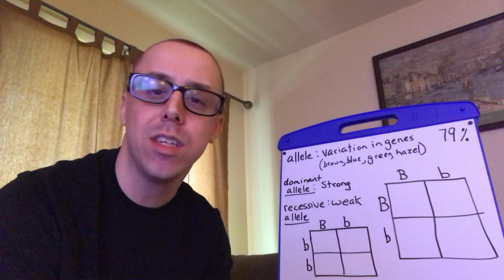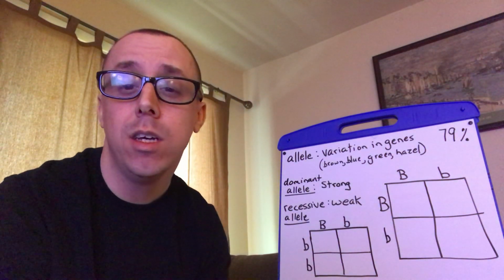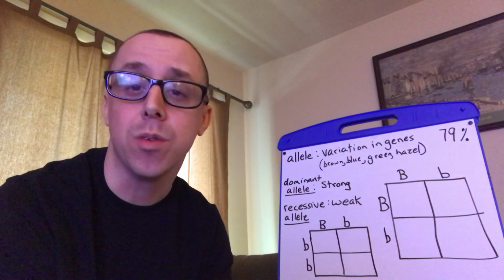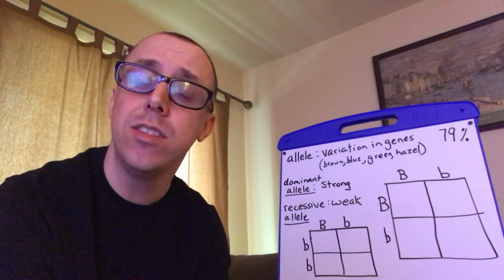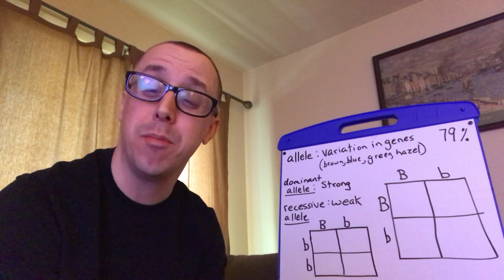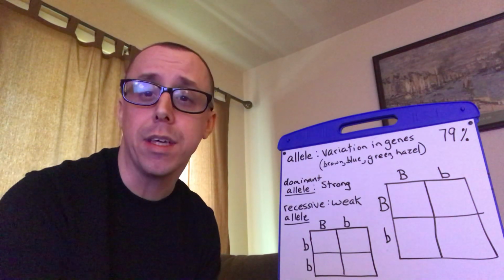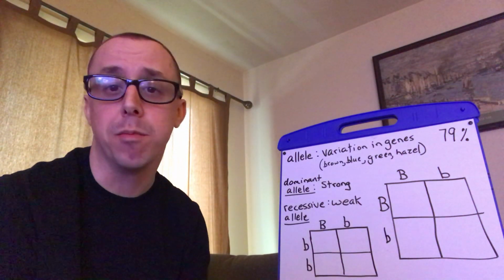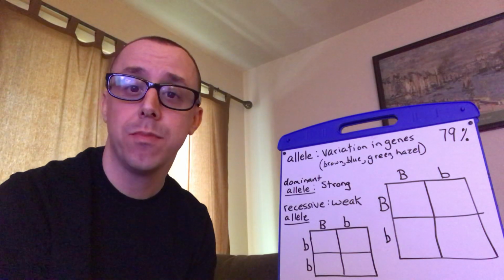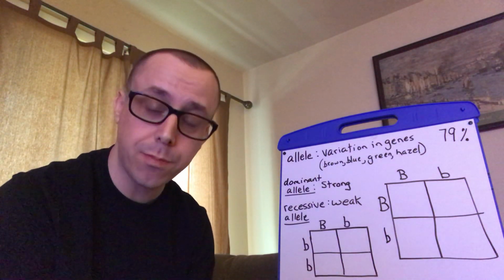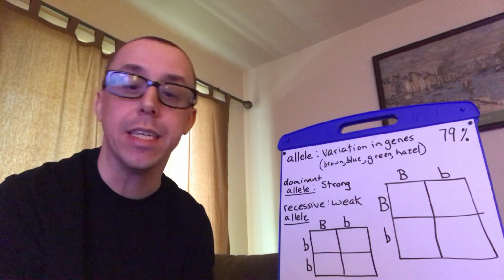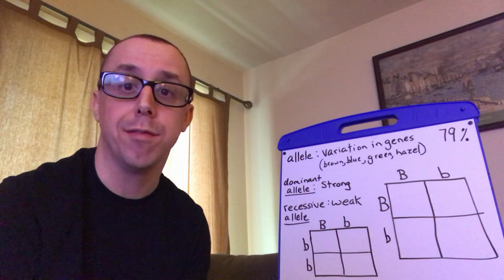We have been discussing over the last few days heredity, or genetics, or the study of genes and the way that genes can be inherited from parents to offspring. Some of the things that we've discussed that can be inherited from parents are eye color, hair color, and height. These are sort of obvious things that are inherited from our parents.